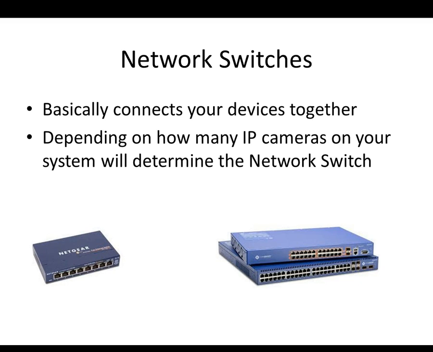Then how the cameras communicate with each other and the NVR is through a network switch. What it does is it connects all your devices together. You assign each camera an IP address where it's located at. And depending on how many IP cameras are on your system will determine the number of network switches and your network switch itself.